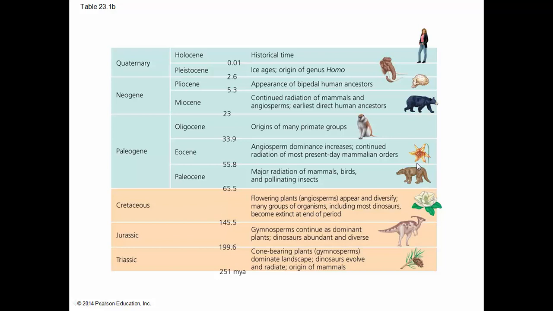So in the Cenozoic, there's the Paleocene, Eocene, Oligocene. This is the great radiation of the mammals, the diversification and evolution of the mammals. The Miocene, continued radiation of mammals. The Pliocene is the appearance of bipedal human ancestors. And the Quaternary includes the Pleistocene and the Holocene. Those are the most recent eras where the genus Homo and we begin to have an effect on the environment. There's a new era being proposed known as the Anthropocene. That's the era where humans have the dominant influence on the environment.